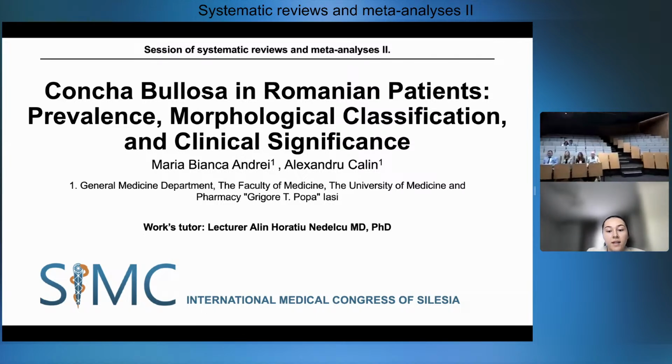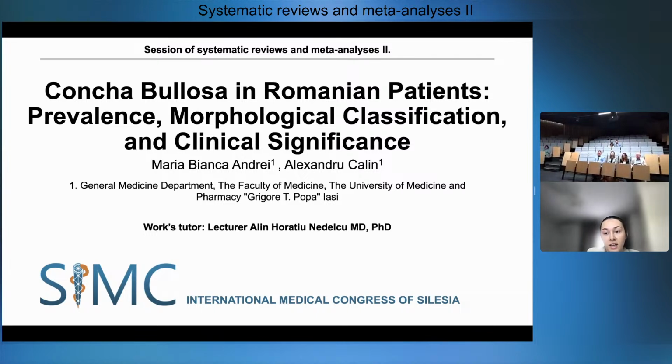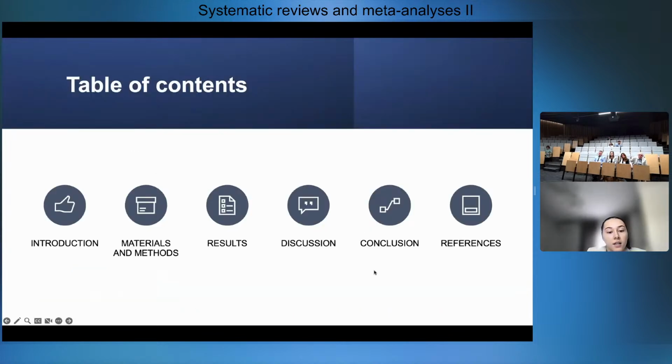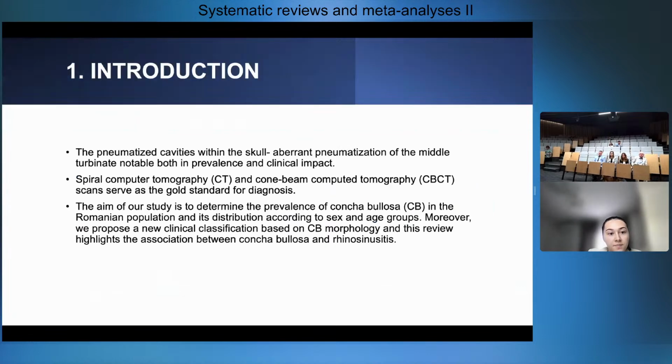All right. Hello, everyone, dear jury and dear people from the audience. My name is Maria Bianca Andrei. I am a medical student in the 3rd year at the University of Medicine and Pharmacy Grigore T. Popa from Iași. And today I am going to present to you Concha bullosa in Romanian patients: the prevalence, morphological classification, and clinical significance. Here is my table of contents.